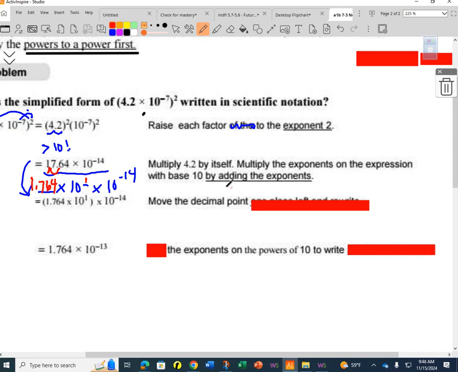So from there, now we add the exponent. So we've already moved this. I'm going to go ahead and put that in there. And now, if we bring down 1.764 and we add these exponents, 1 plus negative 14, remember this is not a power to a power now. They're not two exponents right together. This is just like bases times like bases. We add the exponents and the powers of 10 to write in scientific notation.